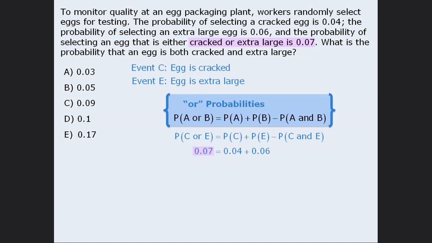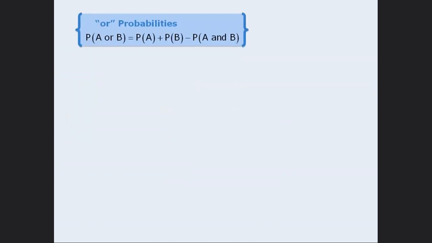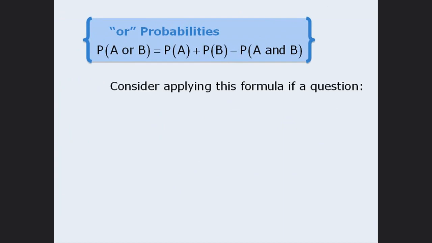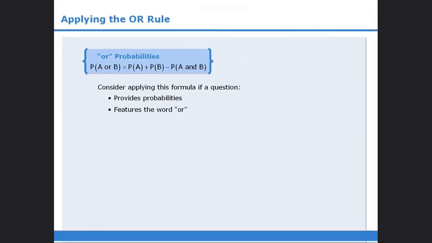At this point, we can see that only one piece of information remains, and this is the probability we are trying to determine. We can solve for this probability by first simplifying the right-hand side, and at this point, we can see that the probability is 0.03. So the probability is 0.03 that a randomly selected egg is both cracked and extra large, which means the answer is A. Now the OR probability formula can be a useful tool. You should consider applying this formula if a question provides some probabilities and contains some statement involving the word OR.